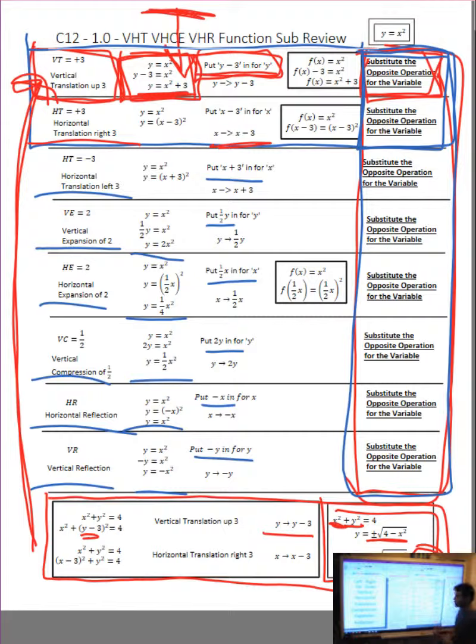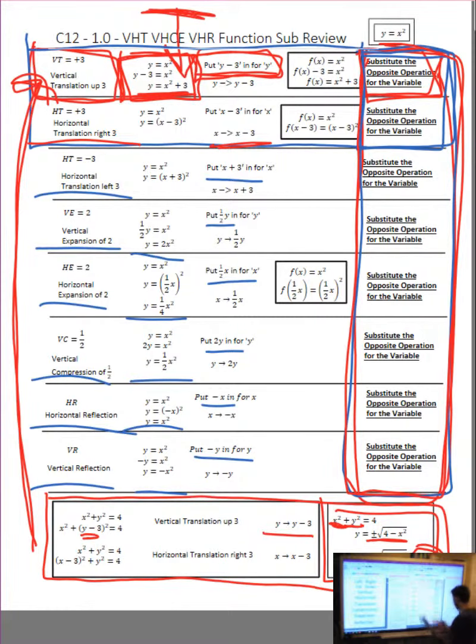If you follow the instructions and remember how to do math foundationally and remember simple methods that you do all the time that vary, substitute the opposite operation for the variable. If I want to multiply all the y values by 2, I simply put 1/2 y in for y. If I want to horizontally compress the graph and I want to divide all the x values by 2 or multiply all the x values by 1/2, I simply substitute 2x in for x. Substitute the opposite operation for the variable.